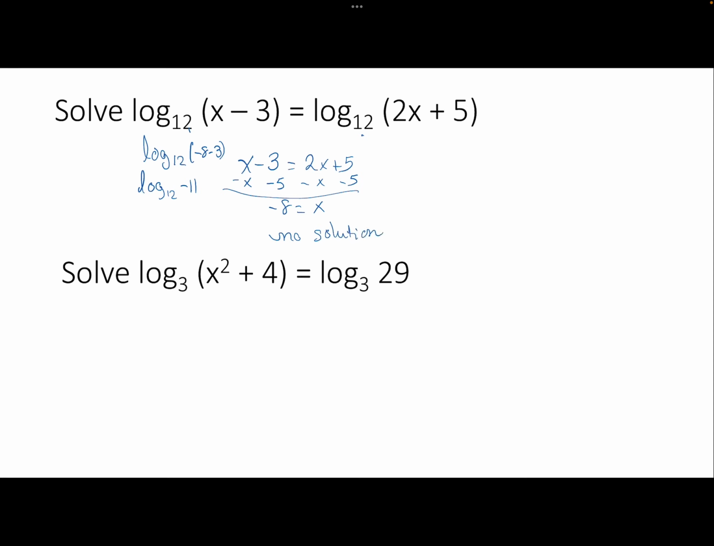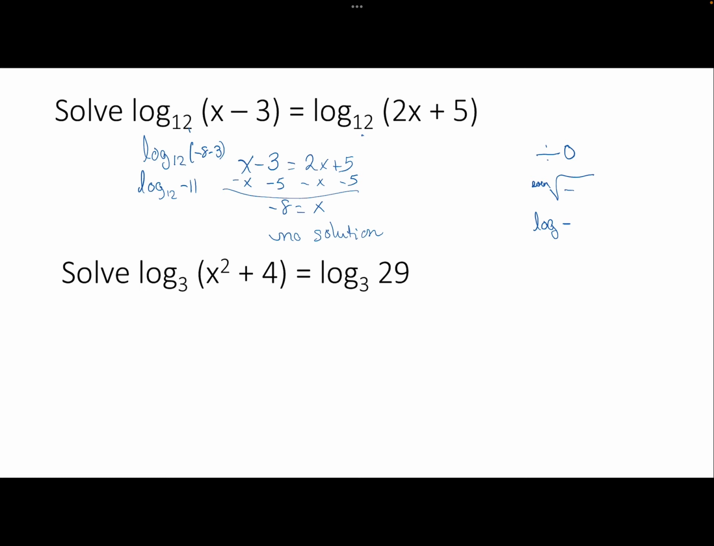Remember, we said there were 3 things that we weren't going to be able to do this year, and that is to divide by 0, to take an even root of a negative number, and to take the log of a negative number. So if we happen to get a negative number when we're solving these equations, we have to say no solution.